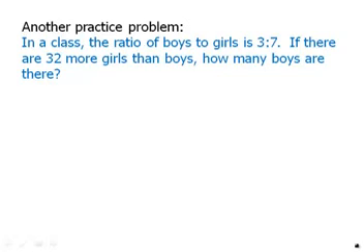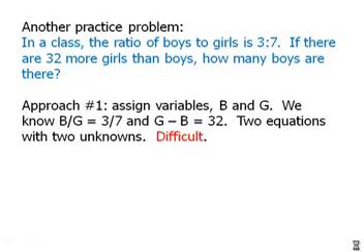Now, some people may be tempted to use algebra to solve this. For example, one could assign variables. B is the number of boys, G is the number of girls. We could set up two equations. B over G equals 3 over 7. G minus B equals 32. We'd have two equations with two unknowns. We would be able to use algebraic techniques to solve this, but that would be very long and time-consuming. So I would not recommend that particular approach.